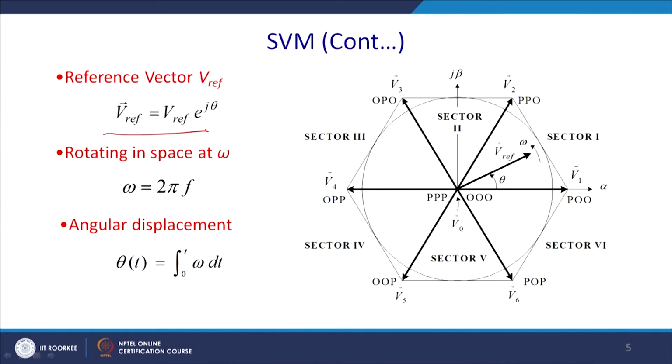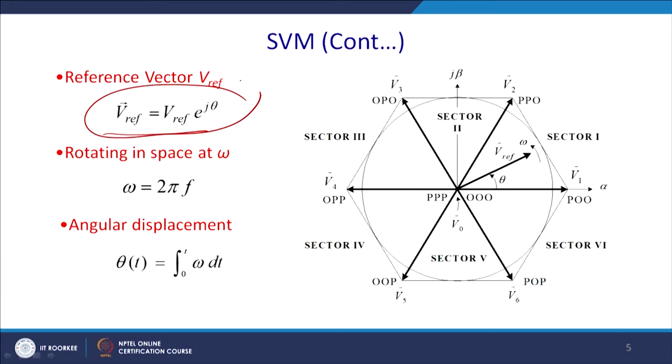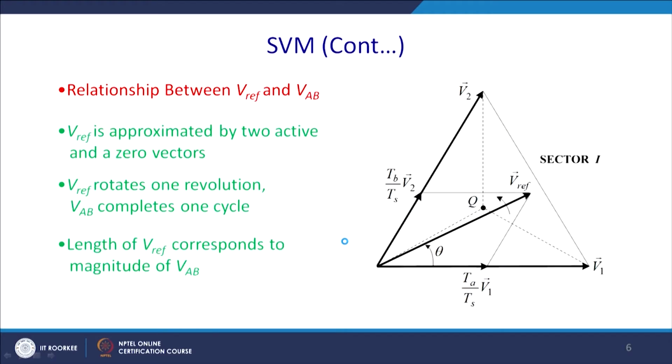Then our task is basically to find out the theta, and thereafter this theta and the V reference will be told to you. Our task will be to find out which vector will be applied to generate this voltage state or whatever electrical quantity you are asking. So, we can have a polar substitution and write V ref equal to V ref e to the power j theta, with rotating speed omega equal to 2 pi f, and the angular displacement theta equal to the integral from 0 to t of omega dt. So, you can integrate and find the value of theta.